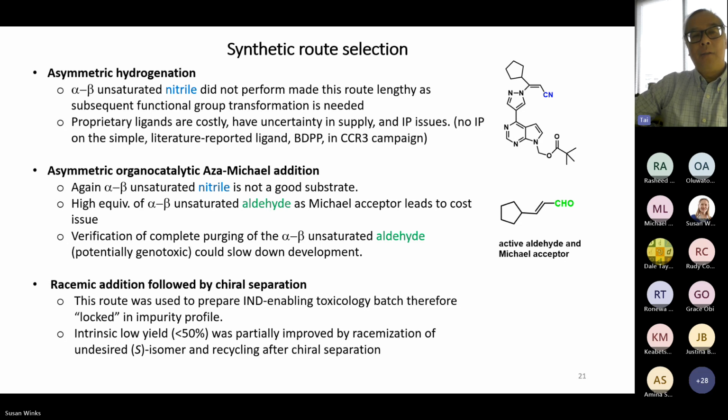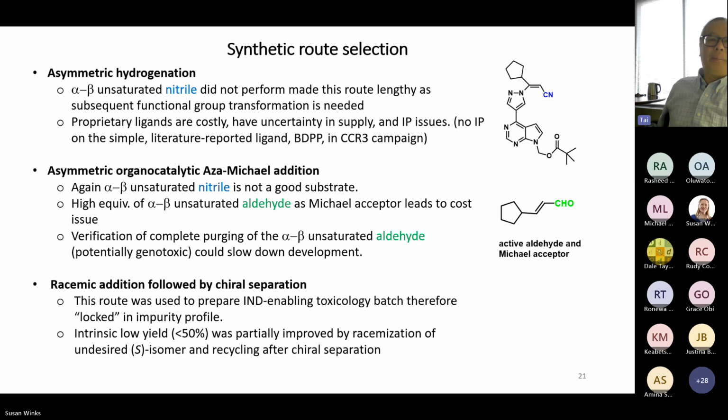The organocatalysis, again, unfortunately for the nitrile doesn't work. It only works on the aldehyde. The aldehyde has to be used in very high equivalents because these reactions intrinsically are very slow. And also, you cannot speed it up by heating, because by doing that, you lose selectivity. So, a high equivalent of the Michael acceptor has to be used. I put the structure here. It is an active aldehyde and it's a Michael acceptor.